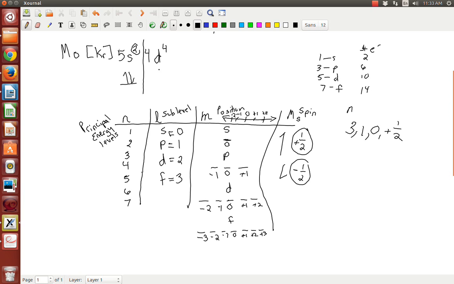So 5 shapes, 5 different orbitals for D. 1, 2, 3, 4, 5. But we only have 4 electrons that are filling these up. We have to put 1 in each spot, and we can't double up until they're full. So 1, 2, 3, 4. And the last one that you wrote down, you circle.